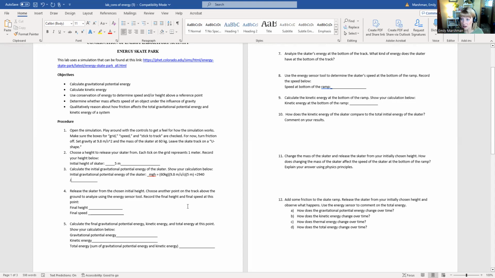By the way, the units for energy are Newton meters, or another word you can use is joule. So we denote the energy units as joules with a capital J. So she starts out with 2,940 joules of energy. She should have that same amount of energy everywhere along her path.